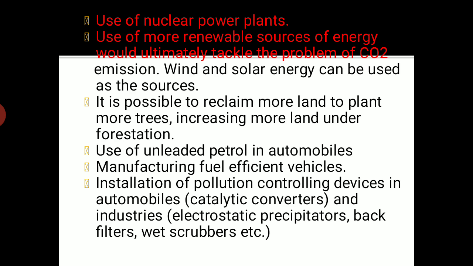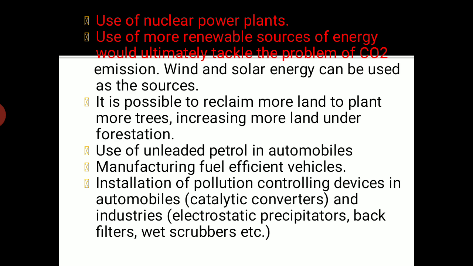Next comes up is use of nuclear power plants. If we start using this kind of plants, even that releases less amount of gases. Again, use of more renewable sources. Renewable એટલે ફરીથી વાપરી શકાય એવા sources of energy નો જો આપણે ઉપયોગ કરીએ, then that helps to control the problem of CO2 emission, right?